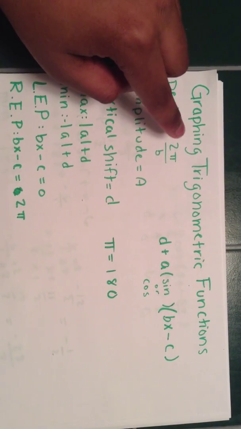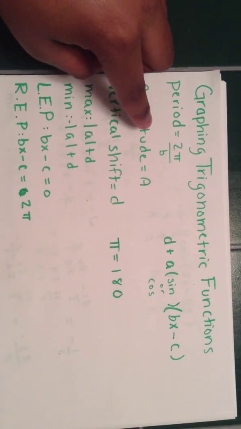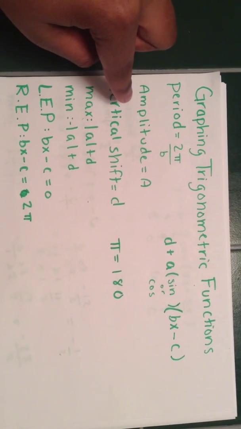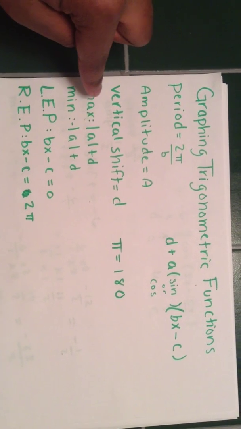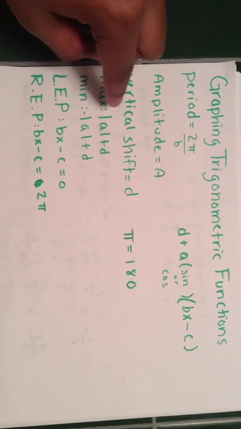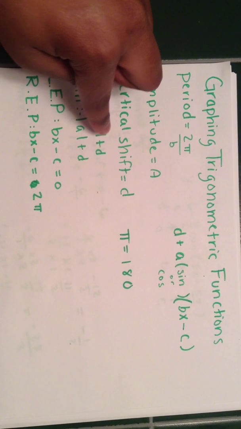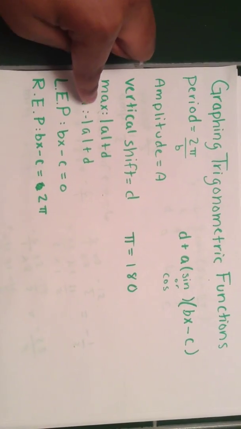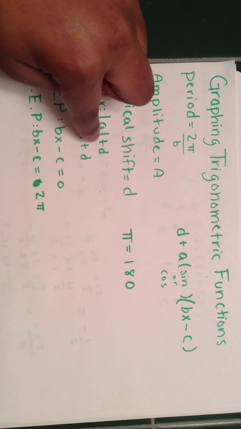Period is equal to 2 pi over b. Amplitude is equal to a. Vertical shift is equal to d. Your maximum should be the absolute value of a plus d. Minimum is negative absolute value of a plus d.